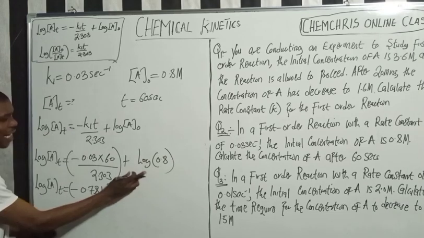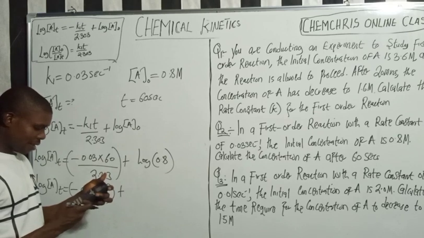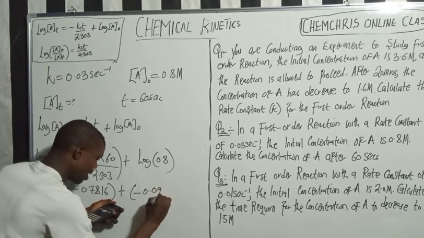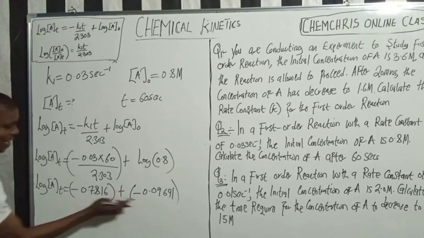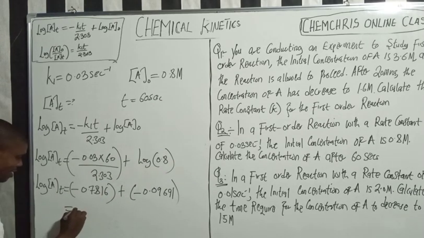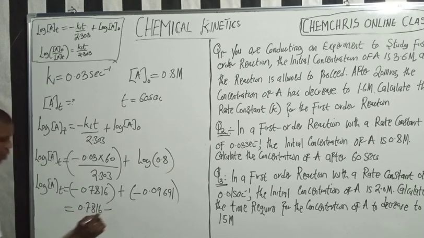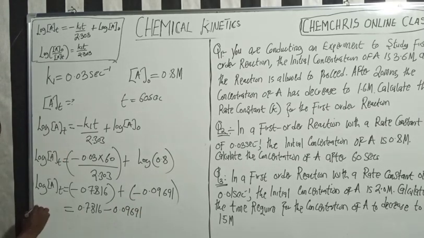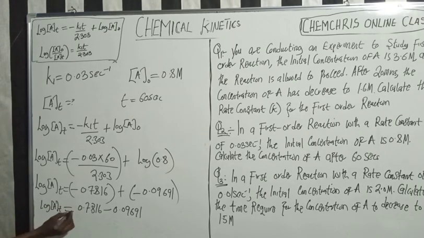Plus, now let's do log 0.8. This plus here is log 0.8. So we're going to have minus 0.09691. Can you see that? So plus times minus is minus. So here we have 0.7816, now minus 0.09691. It's okay. Then I'm going to do my log of 0.8. Remember there is a minus here, so we're going to be minus this.